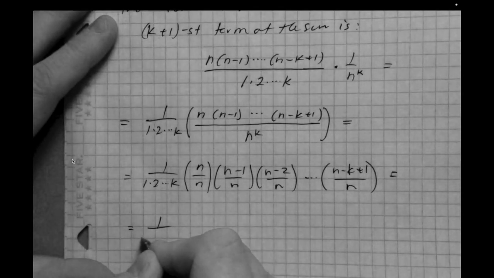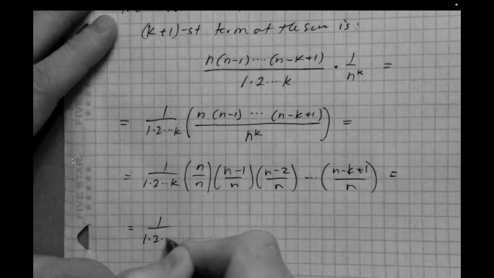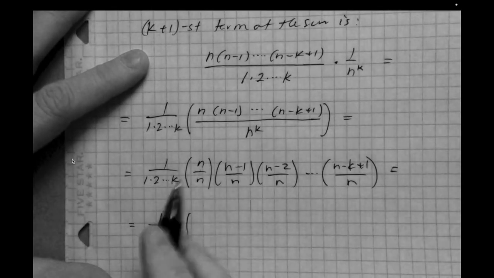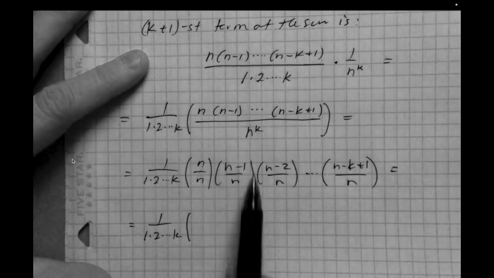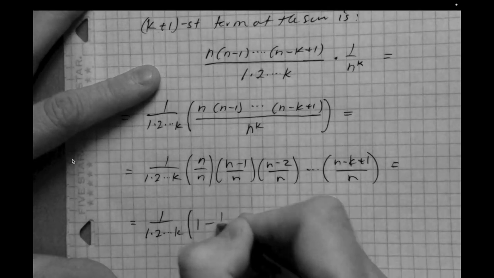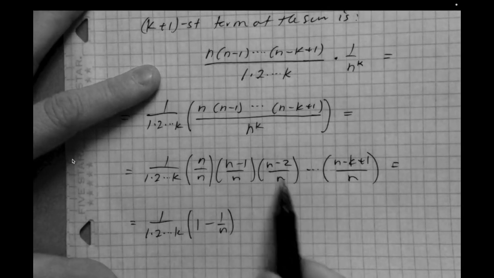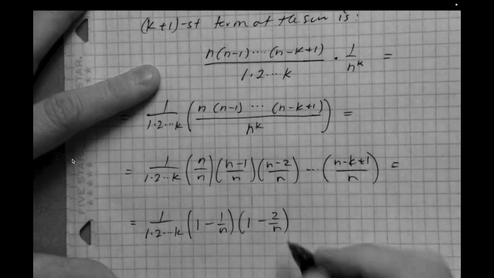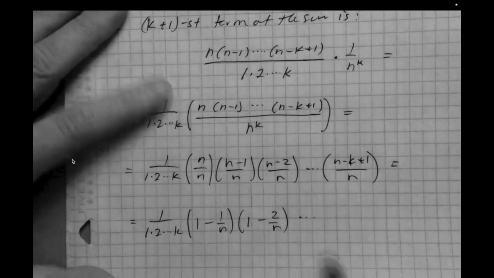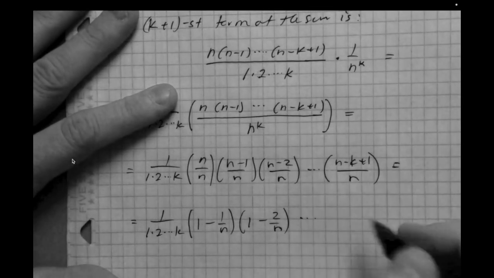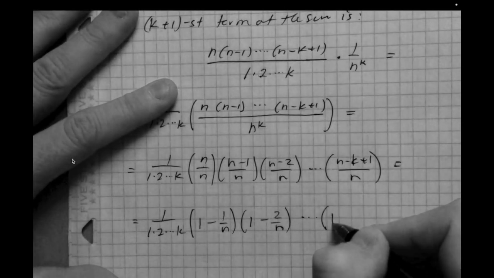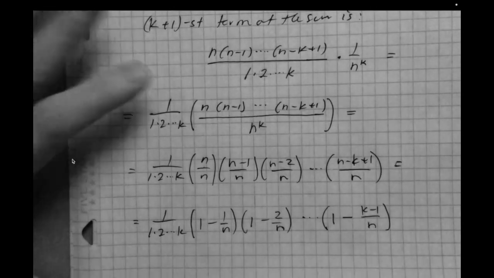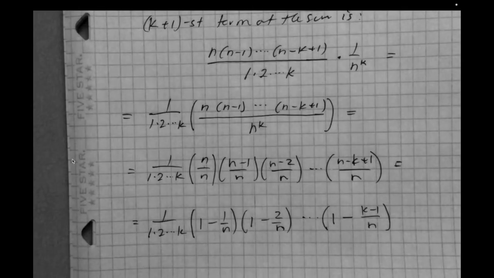Right, and so I've got 1 divided by k factorial. Now, instead of writing it like this, this is just 1, so I'm going to omit that one. But instead of writing n minus 1 over n, I'm going to write 1 minus 1 over n. Right, and instead of writing n minus 2 over n, I'm going to write 1 minus 2 over n, like this. This will just make what we're about to do easier to look at. And then for this last one, I would write 1 minus k minus 1 over n.